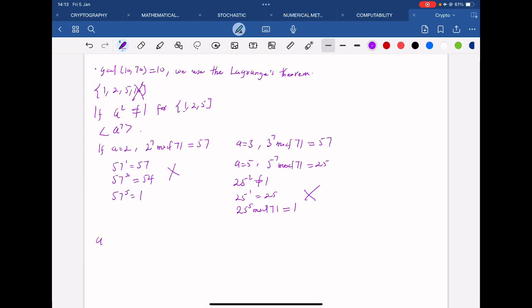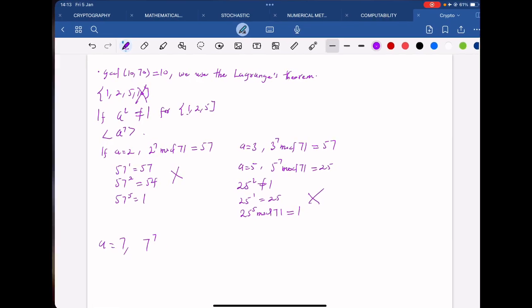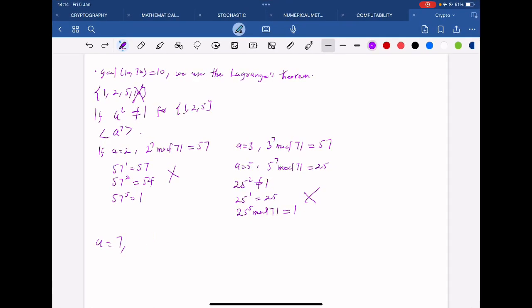Now, if A is equal to 7, we are going to get 7 raised to the power 7 modulo 71, and that is equal to 14. Now we have to check if 14 satisfies the Lagrange theorem. So is 14 exponent L not equal to 1? Let's see. If you have 14 raised to the power 1, this is equal to 14. Now 14 raised to the power 2.